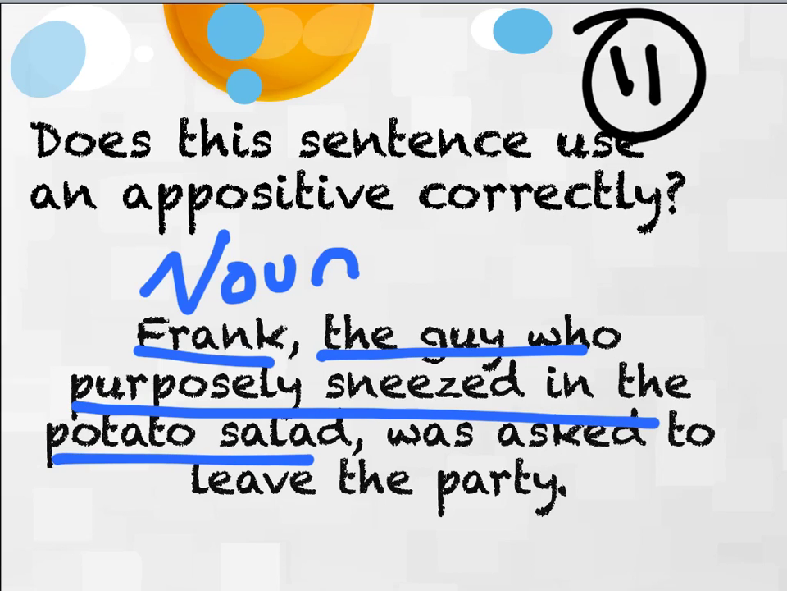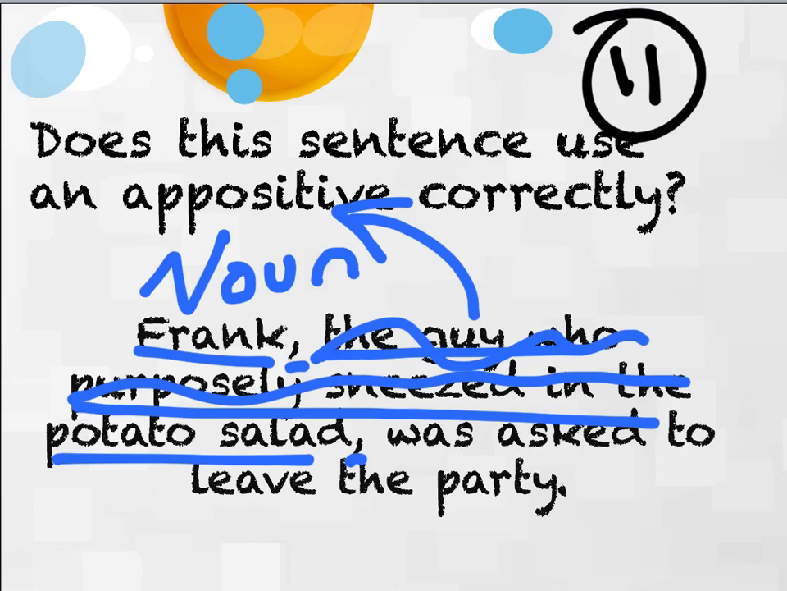Second rule, it has to give more info about the noun. Frank, well, Frank is this gross guy that sneezed in the potato salad. That gives us some more info about him. Third rule, it needs to be surrounded by commas, boom and boom. Fourth rule, we need to be able to take it out of the sentence, and the sentence still needs to make sense. So, Frank was asked to leave the party. That makes sense. Therefore, we use the appositive correctly.